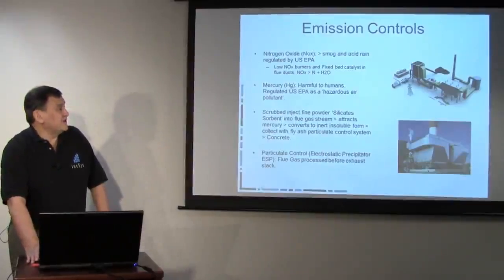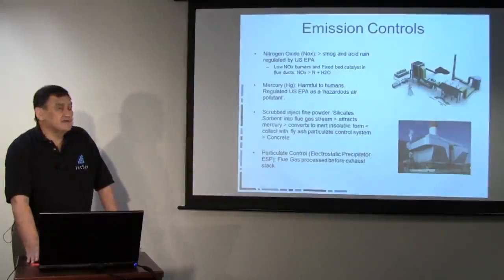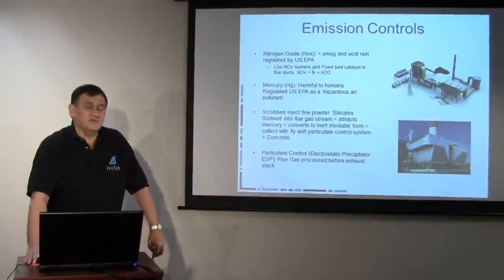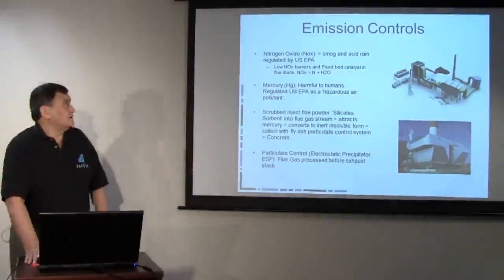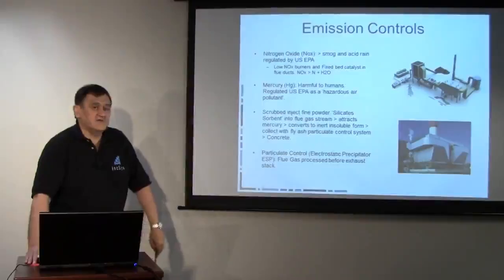Now, in recent years, we've had a tremendous push driven by environmental concerns and enacted by the U.S. EPA to reduce all the different types of emissions from power plants. Nitrogen oxide can cause smog and acid rain, so they have been addressing that with low NOx burners, as well as a fixed bed catalyst that works in the actual flue ducts. And basically what the catalyst does, it takes the harmful nitrogen oxide and converts it to nitrogen and water, which are both very harmless substances.